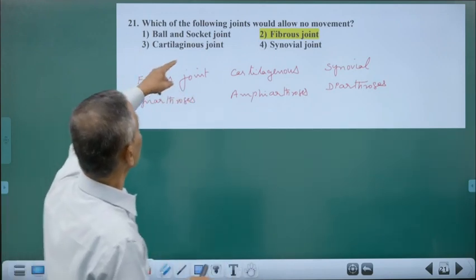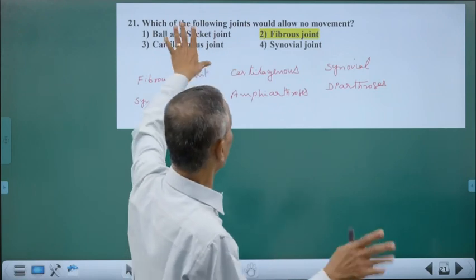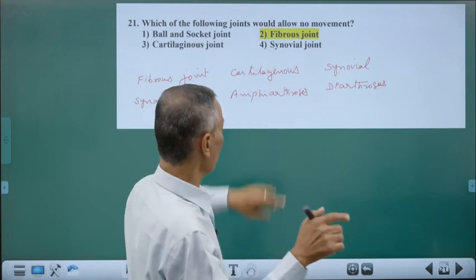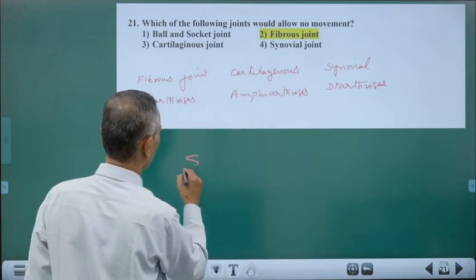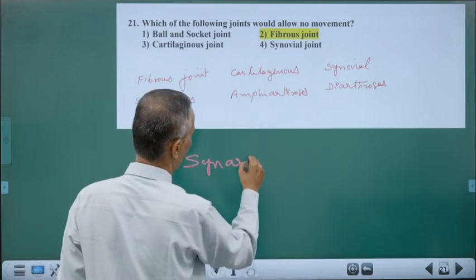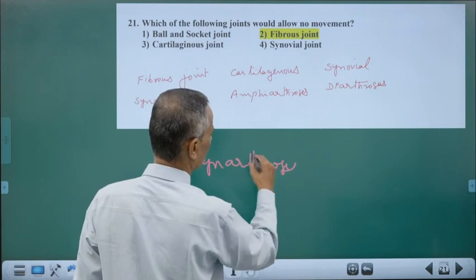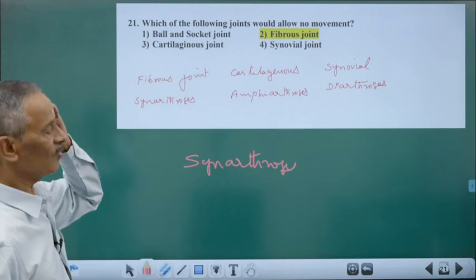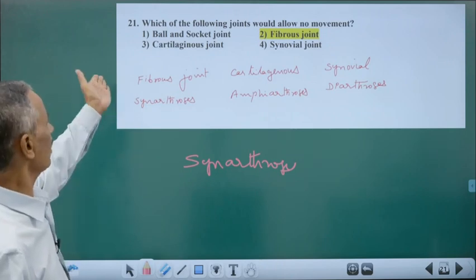Which of the following joints would allow no movement? No movement: it is a fibrous joint, also called synarthrosis. Fibrous joints, as in the case of the sutures in the skull bones, are completely immovable.